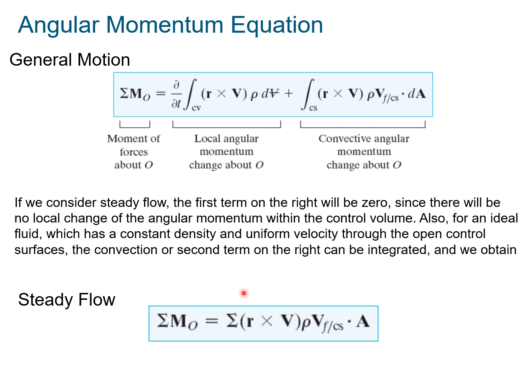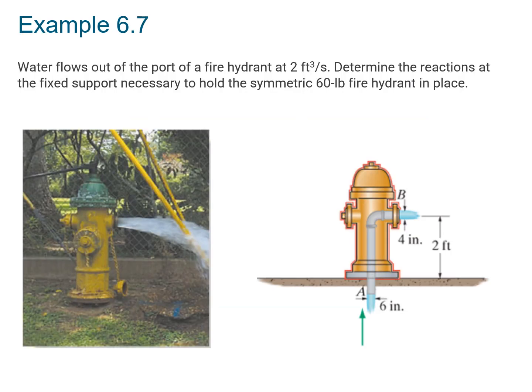Also, for an ideal fluid, which has a constant density and uniform velocity through the open control surfaces, we can integrate out this second term, and we can write this equation much simpler, like as shown in the equation below. And again, the best way to look at how to solve this is in a practical example.